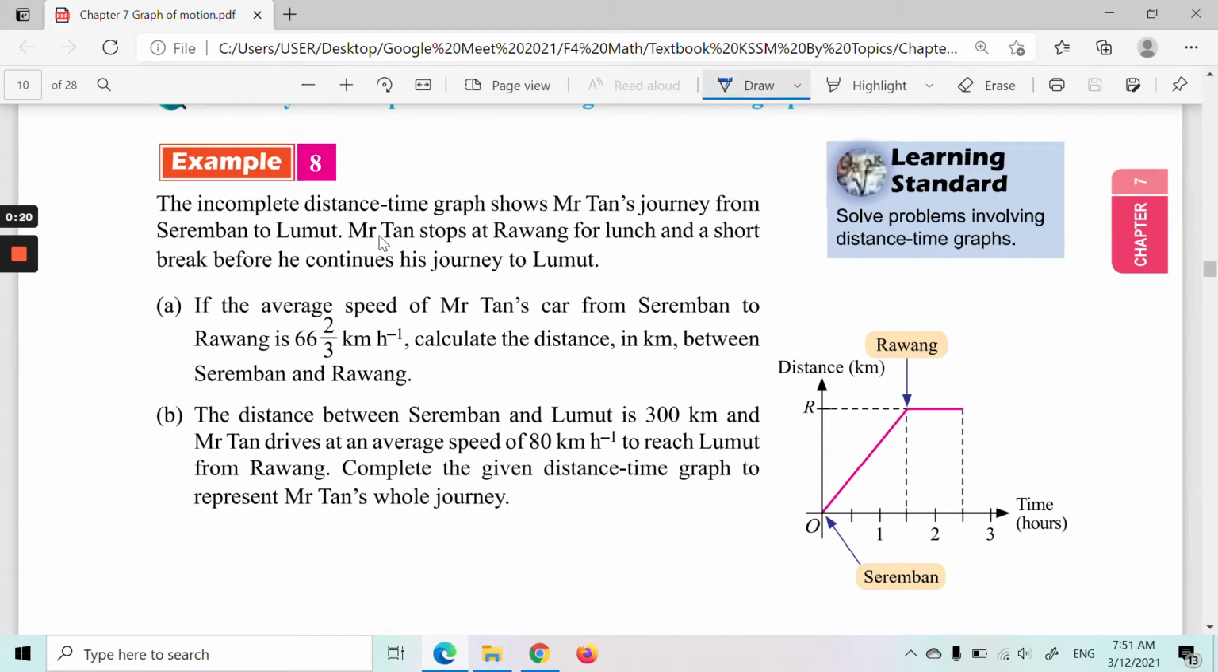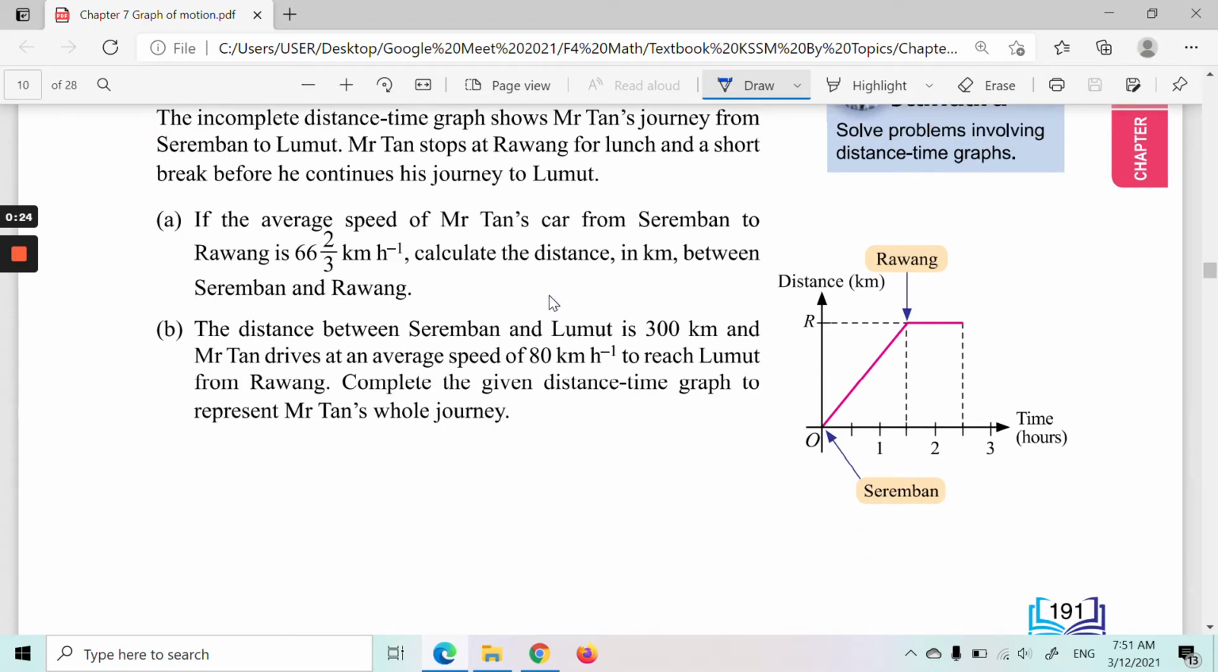The incomplete distance time graph shows Mr. Tan's journey from Seremban to Lumut. So here is Seremban, go to Lumut. Mr. Tan stopped at Rawang for lunch and a short break before he continued his journey to Lumut. So from Seremban, he goes to Rawang, and then when he is at Rawang, he rests for a while. And then after this point, he will proceed to Lumut.